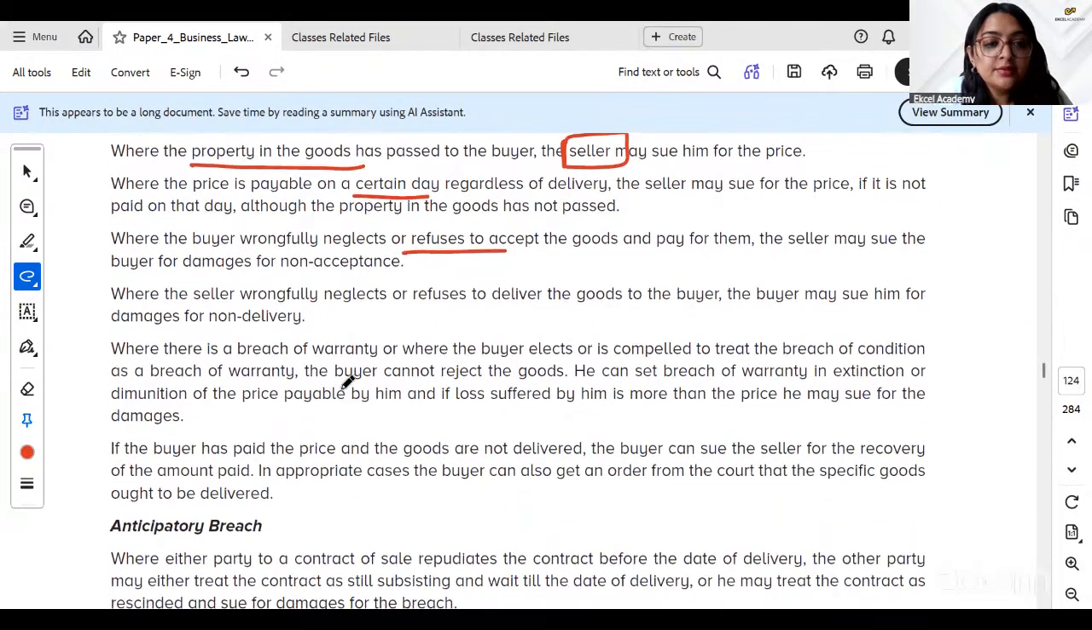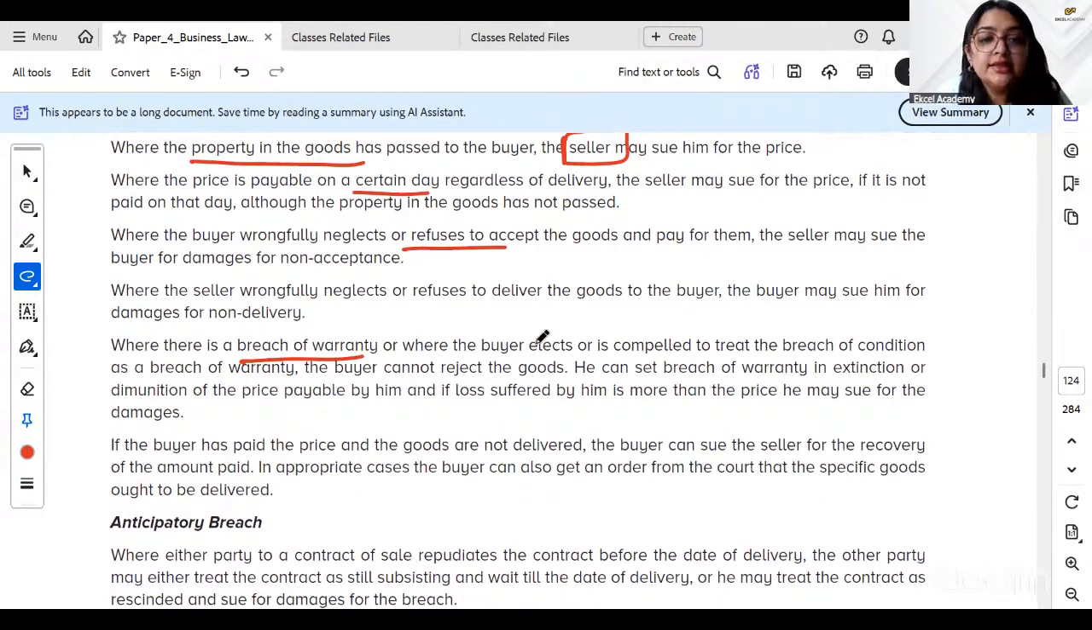Okay. Where there's a breach of warranty, and the buyer elects to treat the breach of condition as a breach of warranty, the buyer cannot reject the goods. Again, something which is very important. He can set up breach of warranty in extinction or diminution of the price payable by him. And if the loss suffered is more than the price, then he may sue for damages. Damages is nothing but compensation.